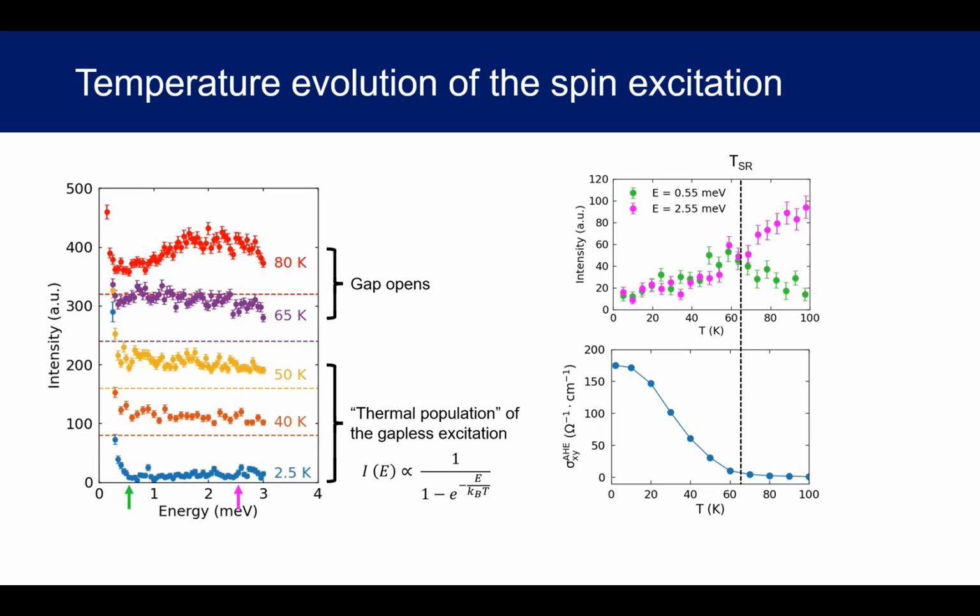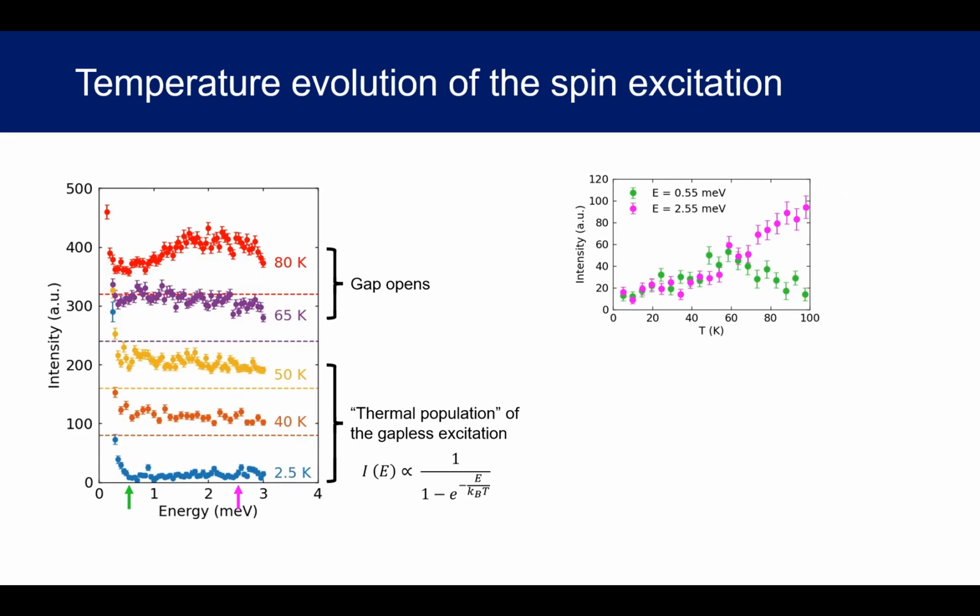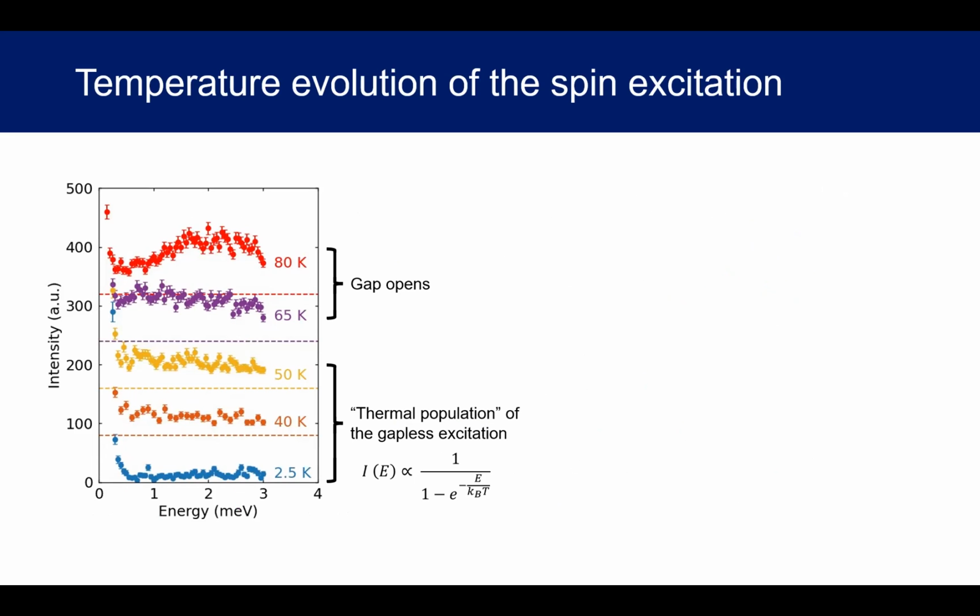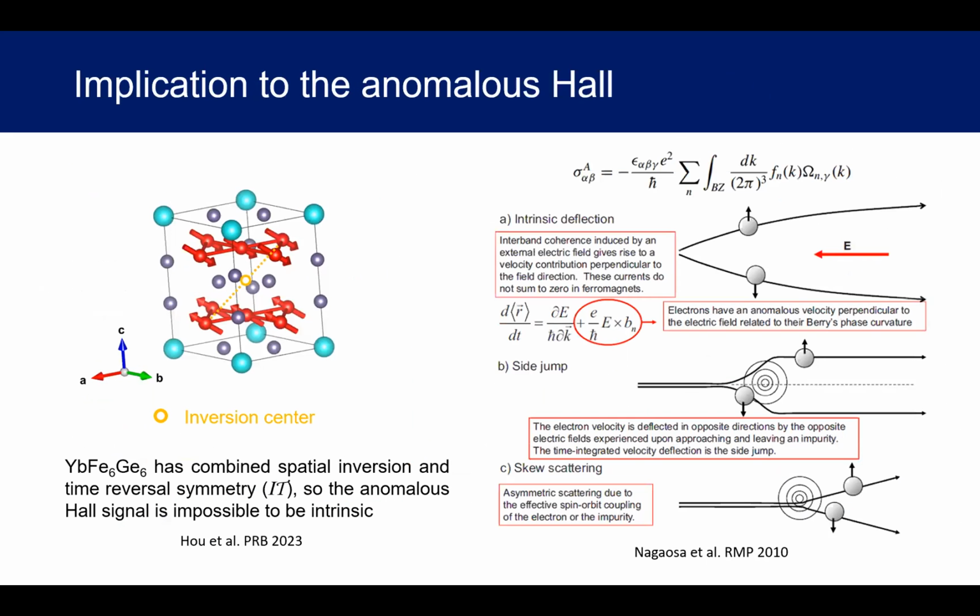I see. So that temperature you call the spin reorientation temperature. So what is the Néel temperature? The Néel temperature is about 500 Kelvin. Oh, that's a much higher temperature. Yes. Actually, we only covered this Néel temperature on the.